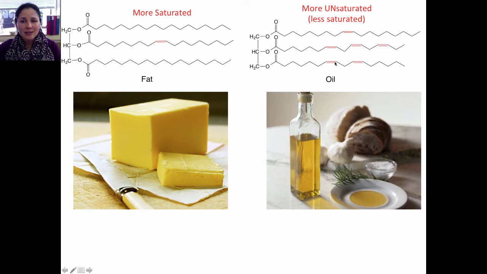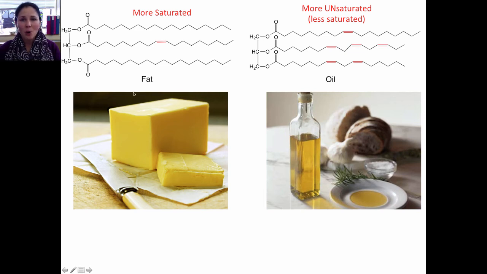And these cis double bonds in an oil kink the fatty acid tail. The kinks in the fatty acid tail reduce the intermolecular interactions through the London forces of the hydrophobic tails. Oils are usually liquids, or they have lower melting points than things that are fats. And fats are normally solid at room temperature.